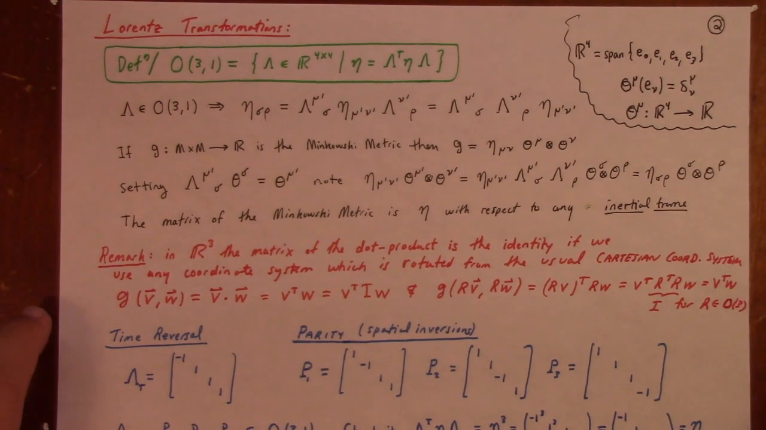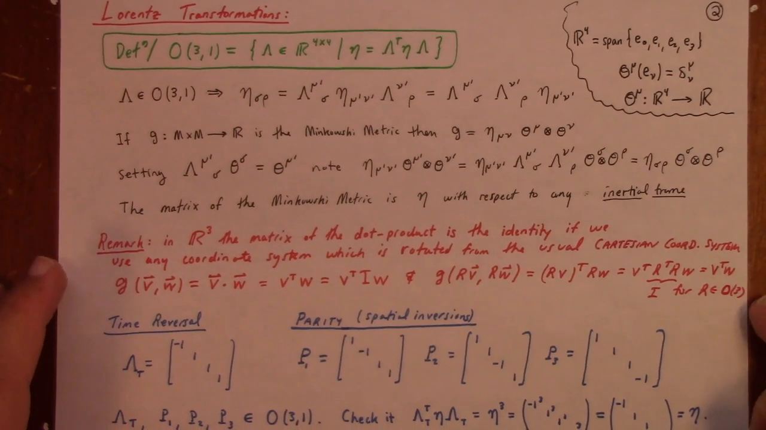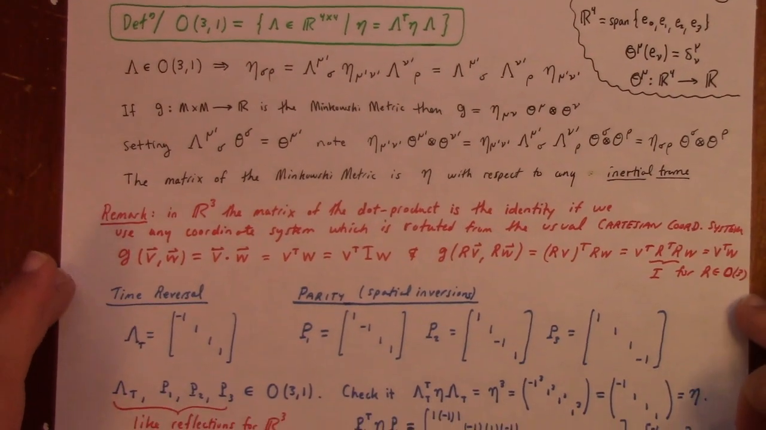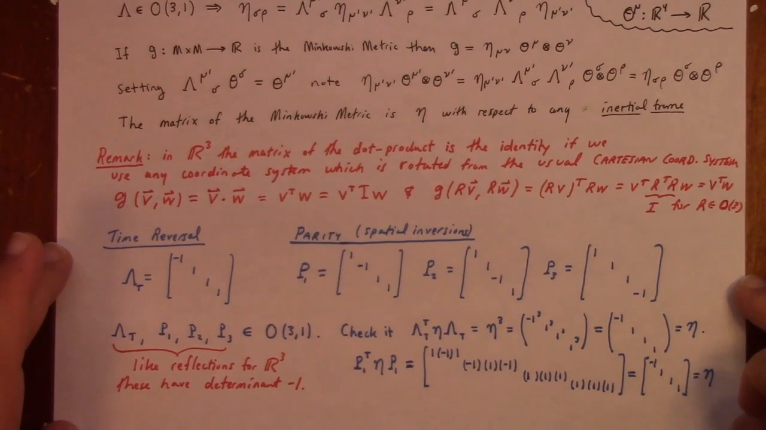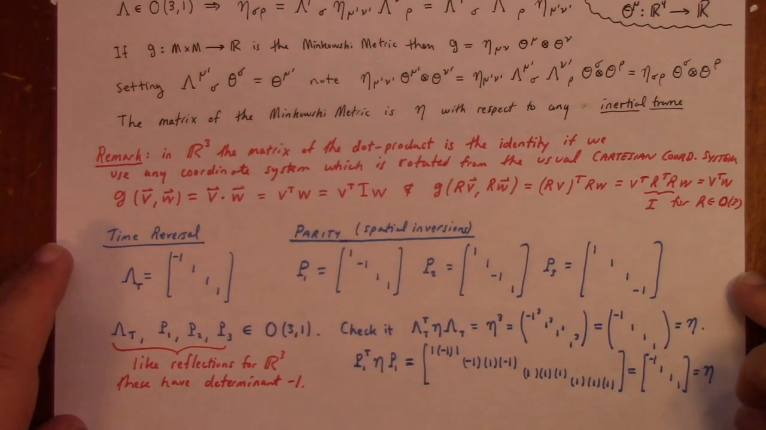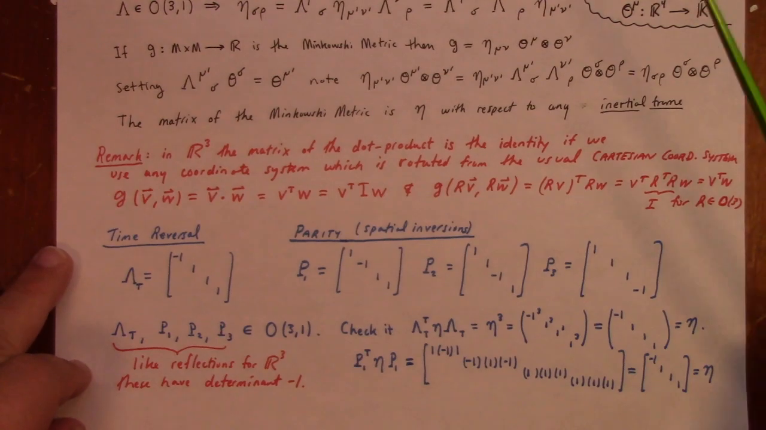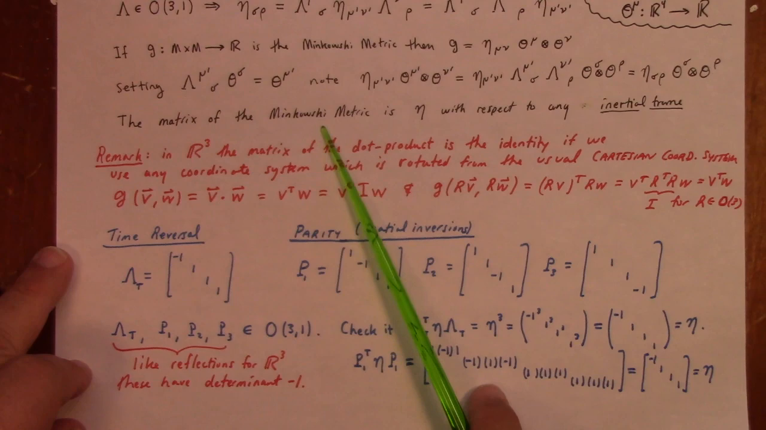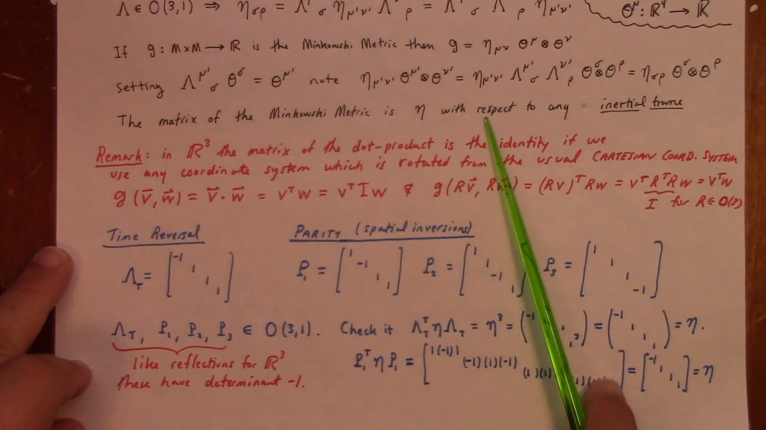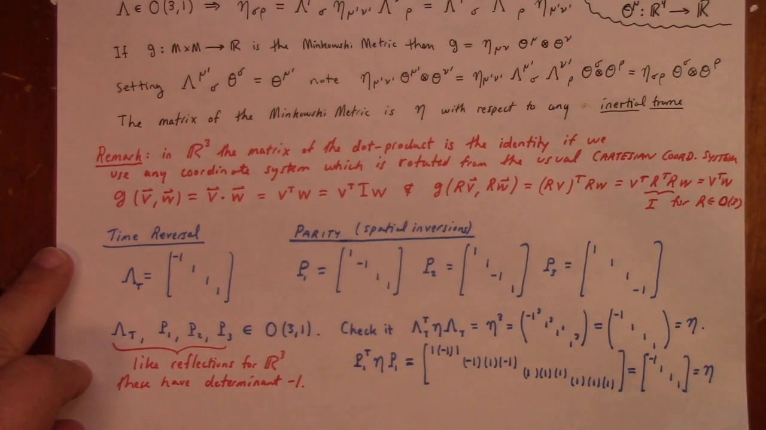Okay, so because the Minkowski metric is, roughly speaking, the analog of the Pythagorean theorem for Euclidean geometry, it is that sort of truth. Now, anyway, long story short, the matrix of the Minkowski metric is eta with respect to any inertial frame.